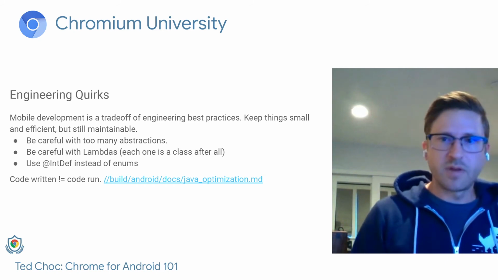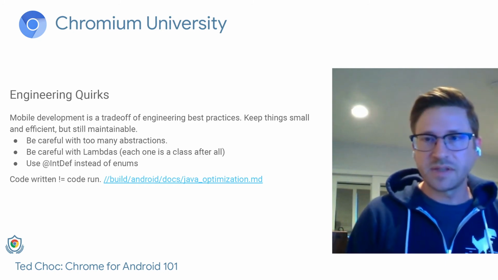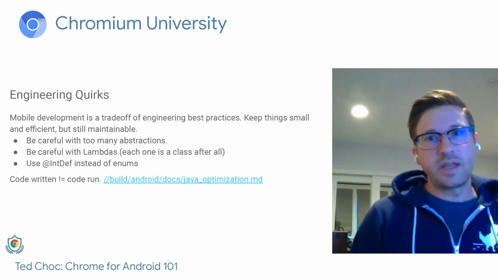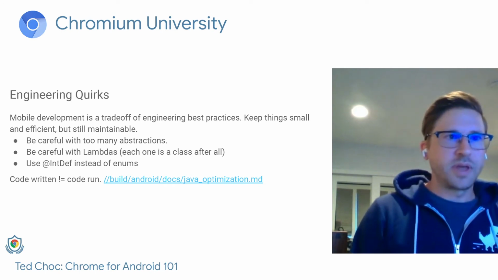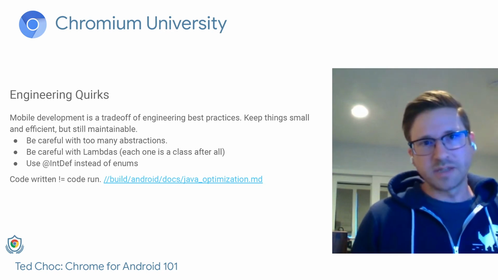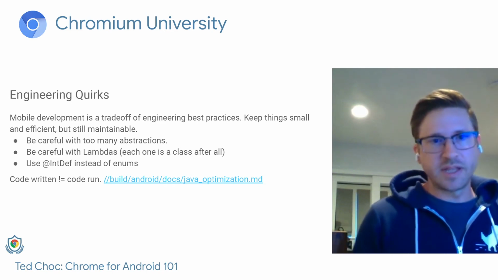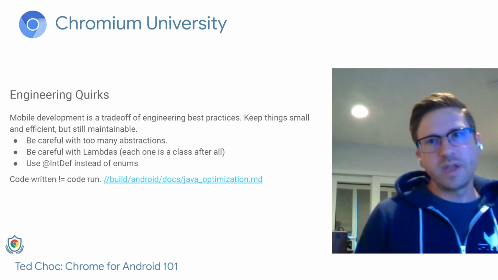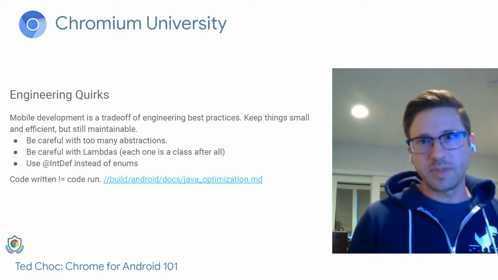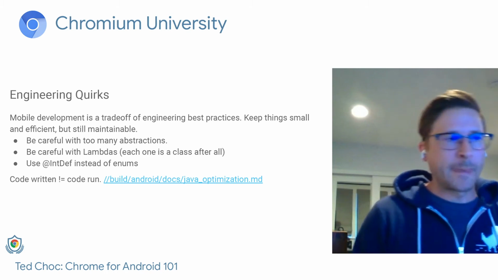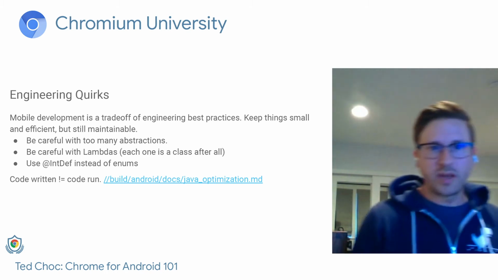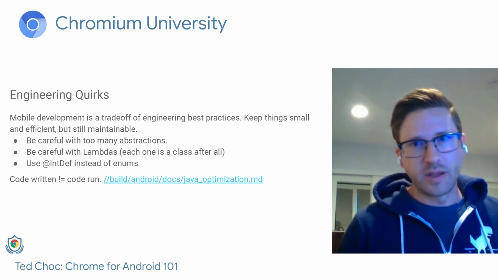One that's kind of a quirk is that we use int defs instead of simple enums. Enums have a generated class file as well, and that is something that is not needed for most cases. Most times it's just a simple list of ints, and that's where an int def is preferred. But if you have an enum where you're using actually complex business logic and you're doing things inside of it, enums are totally fine.